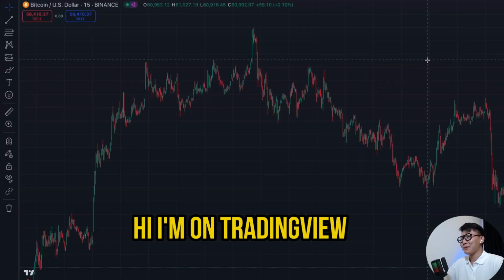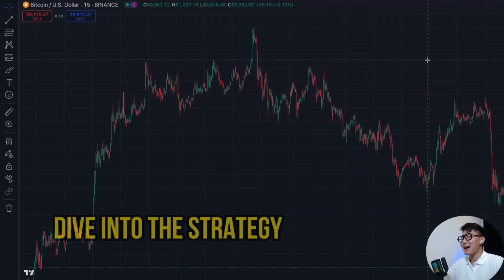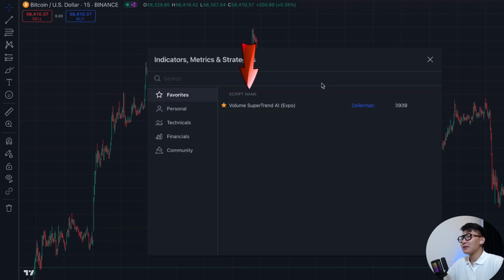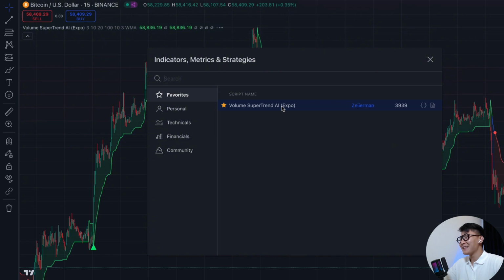Guys, I'm on TradingView and let's start the analysis and dive into the strategy. So, for today's strategy I'll need only one indicator from a specific author. Let me tell you right away, it's an awesome indicator that I use very often.